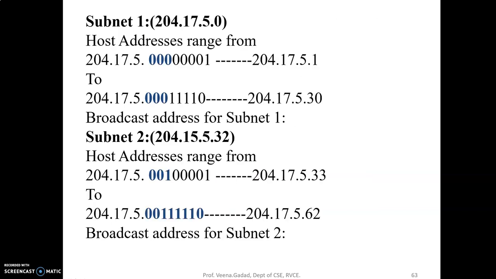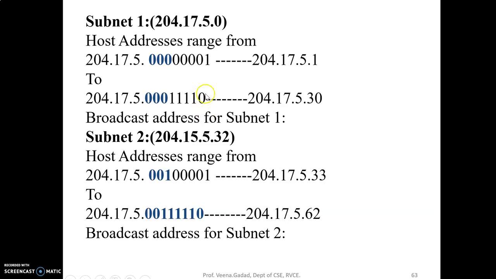In this video, we shall see how the subnetting is done for each of the subnets. So the first subnetwork's network address is 204.17.5.0. Here the host range from 1 to all ones and 0.